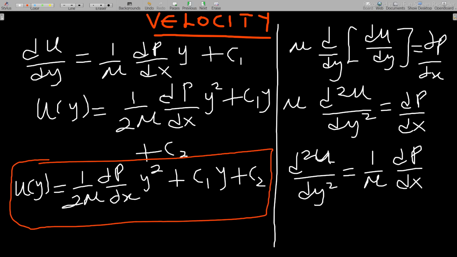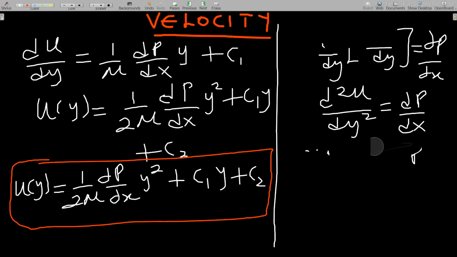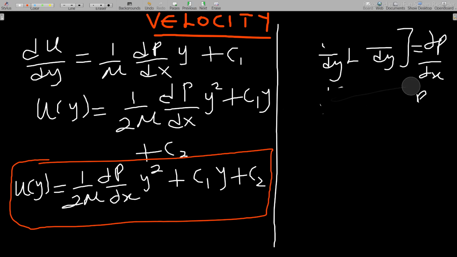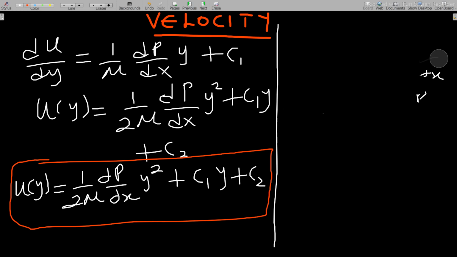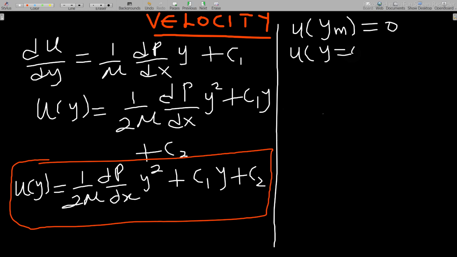Now what are my c1 and my c2? We first discussed in our first slide that for the no slip condition, the velocity at the maximum height is zero: u of y max equals 0, and u of y equals 0 at the minimum height, which is 0, meaning the velocity at the starting point, where we've not moved, is equal to 0.